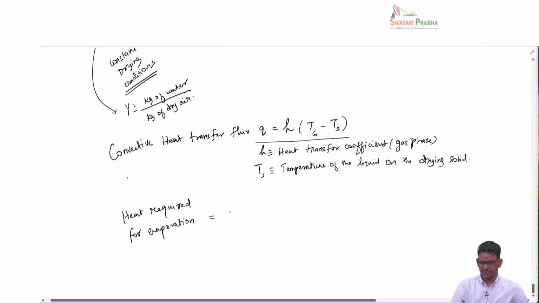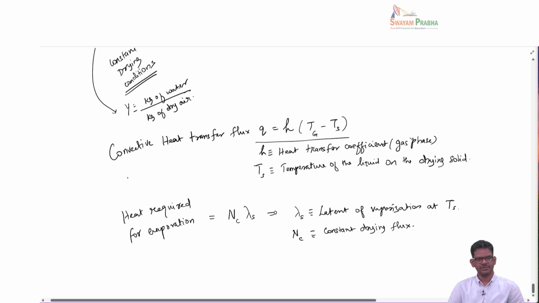And that is equal to Nc times lambda S. So here lambda S is the latent heat of vaporization at temperature Ts. Nc is the constant drying flux. Okay, so here this is where the marriage between the heat transfer and mass transfer happens.